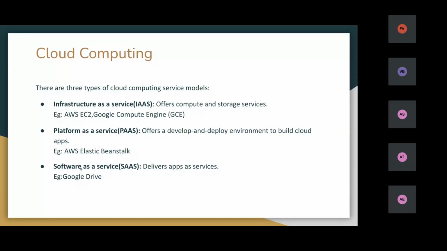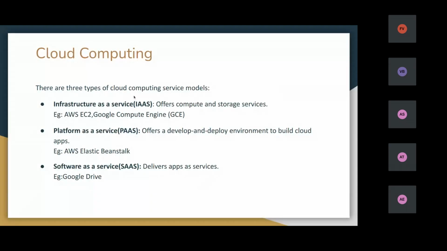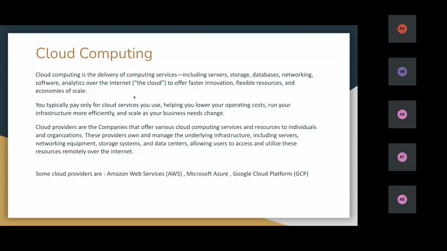This will be more familiar to you. This delivers apps as a service. For example, Google Drive. In that everything is maintained by the cloud provider, even the application. Here the application will be Google Drive, and that also will be maintained by the cloud provider. We only have to log into our Google account, and we can upload or download data from our account. These are the three types of cloud computing service models.